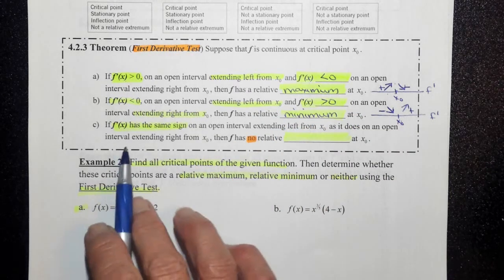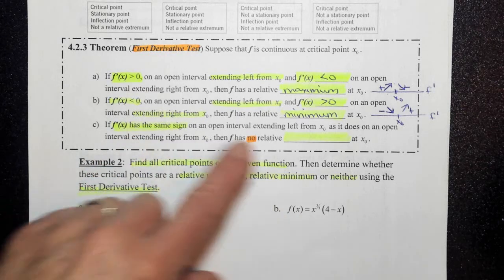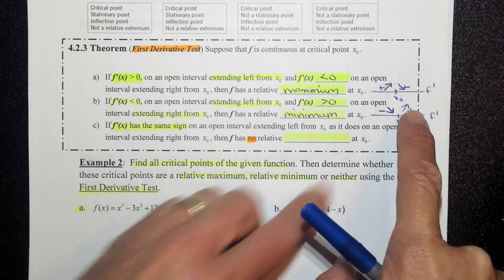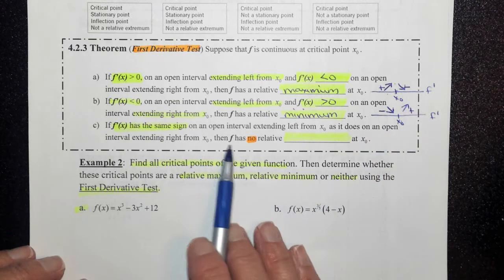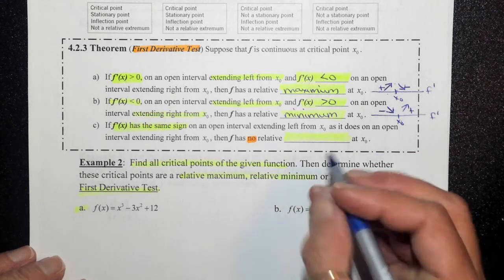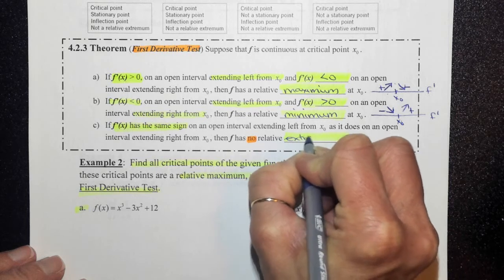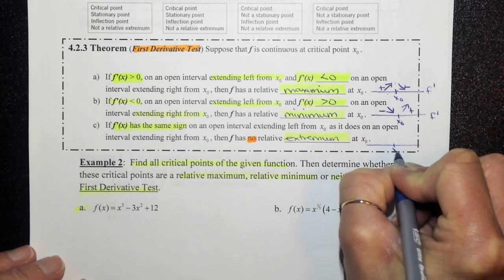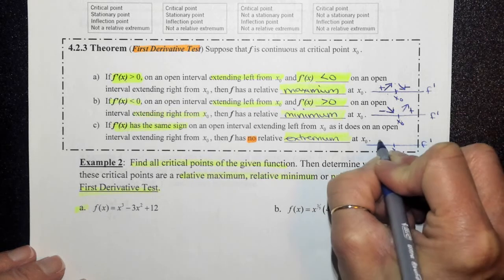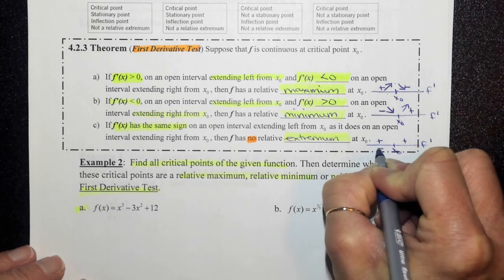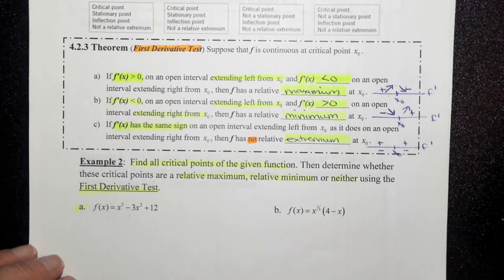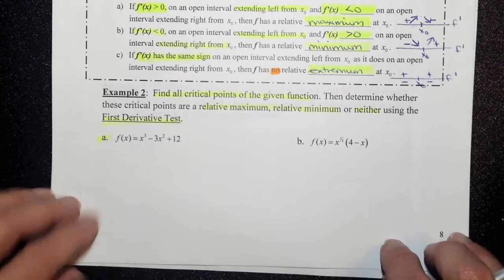Okay, if f prime of x has the same sign on the open interval, meaning, for example, this is negative negative or positive positive, then there is no relative extremum. And just so we have a diagram, here's x sub 0. This is in f prime, so you might have positive positive, or you could have negative negative. Meaning the signs are the same. So how do I use this? Let's take a look at this first example.